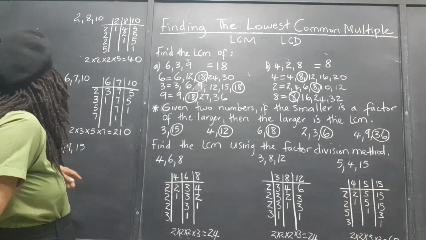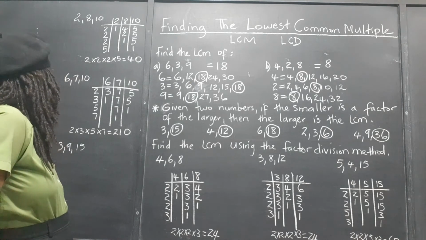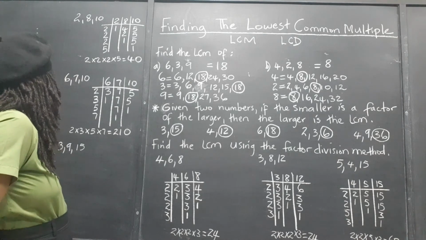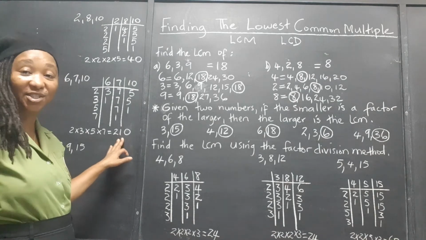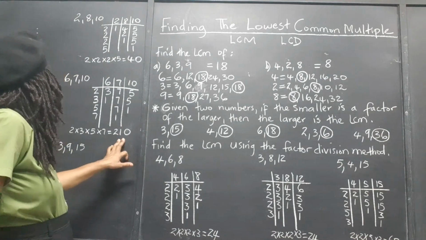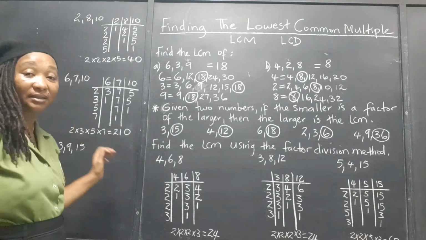Wow. 210. 210 is the smallest number that 6, 7, and 10 can divide into.